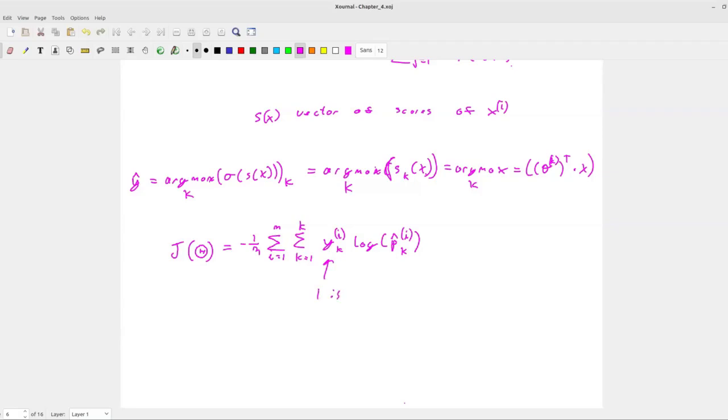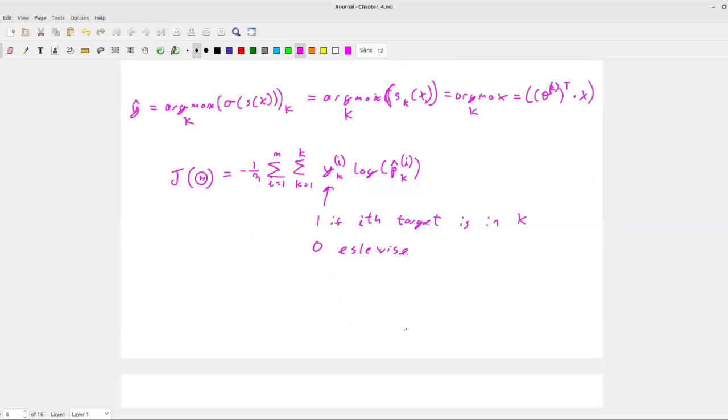So 1 if the ith target is in k, and 0 otherwise. And that's what allows us to train that. If we want to actually calculate our gradients, we can do that by just expanding that out for the cross entropy cost function.